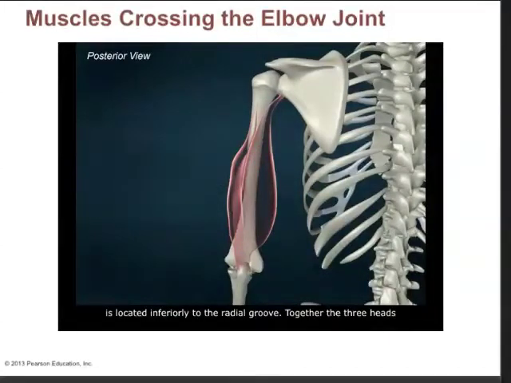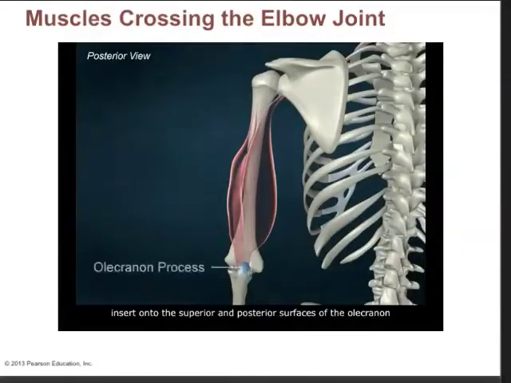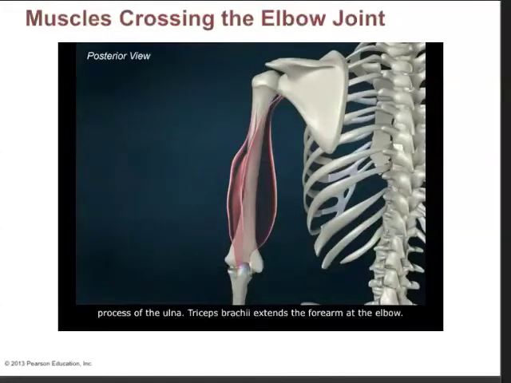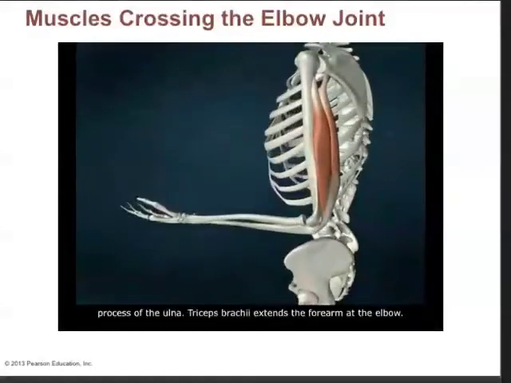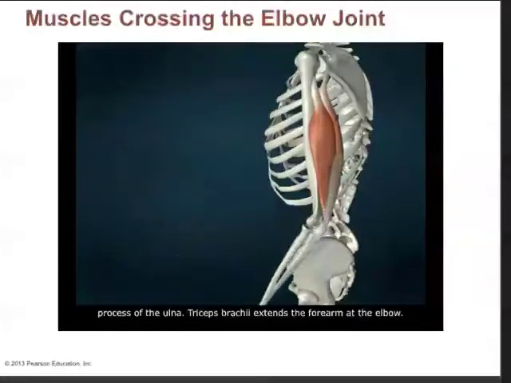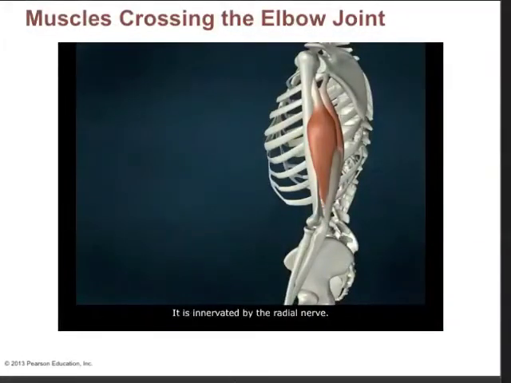Together, the three heads insert onto the superior and posterior surfaces of the olecranon process of the ulna. Triceps brachii extends the forearm at the elbow. It is innervated by the radial nerve.